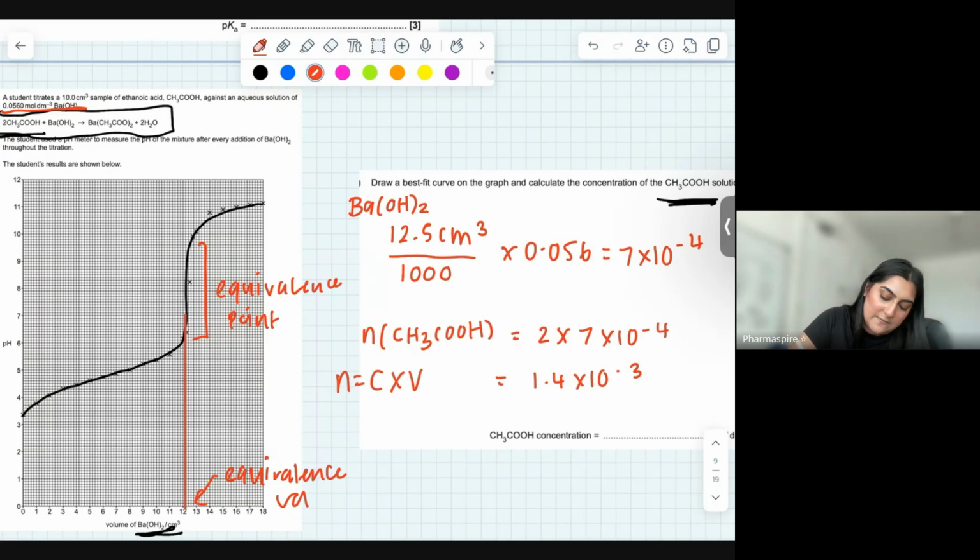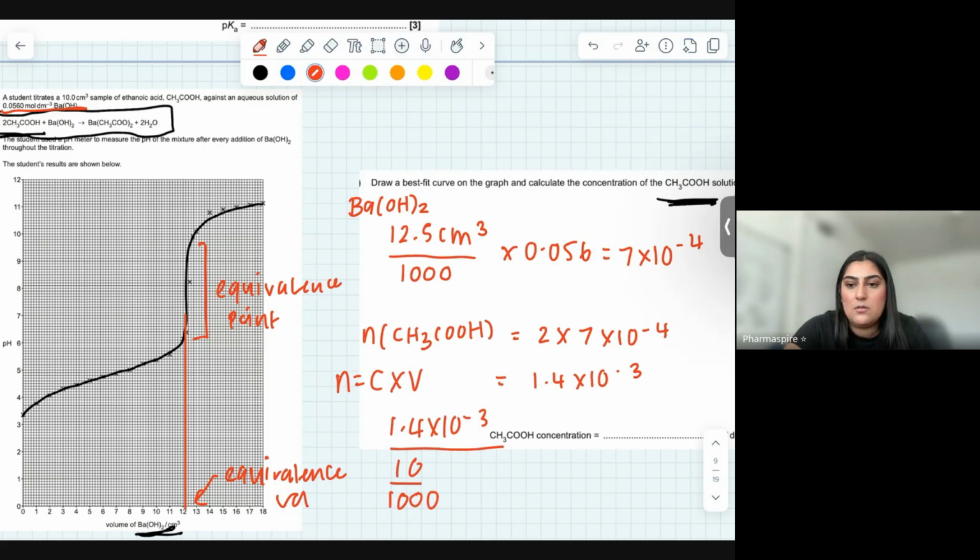n equals c times v. So we've got a concentration, which we don't know, and then my n is going to be 1.4 times 10 to the power -3 over 10 over 1,000. So you should get your concentration as what? What do you guys think? Yeah, that's it. 0.14. Done. Is everyone okay with that?